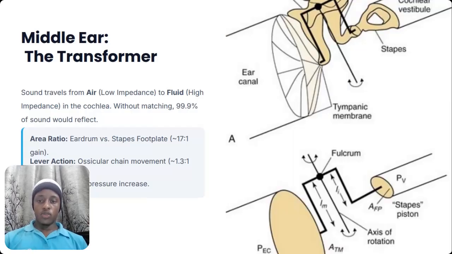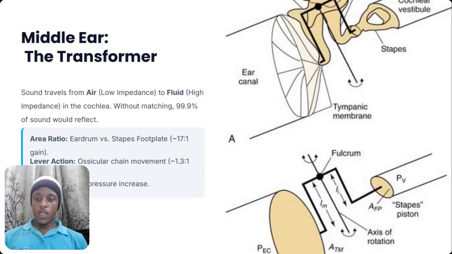Middle ear, the transformer. The sound travels from air, low impedance, to fluid, high impedance, in the cochlea. Without matching, 99.9% of sound would be reflected. Area: the ratio of eardrum to stapes footplate is approximately 17:1 gain. Lever action: ossicular chain movement gives approximately 1.3:1 gain. Total gain is approximately 22 times the pressure increase.